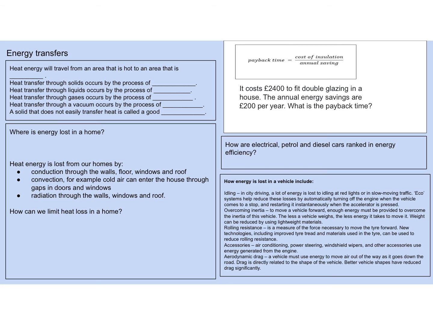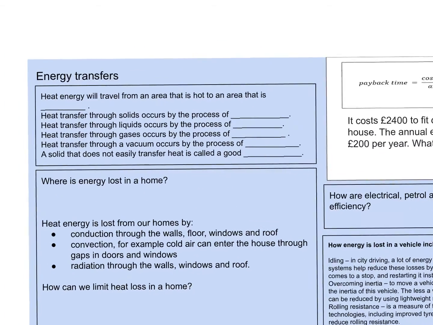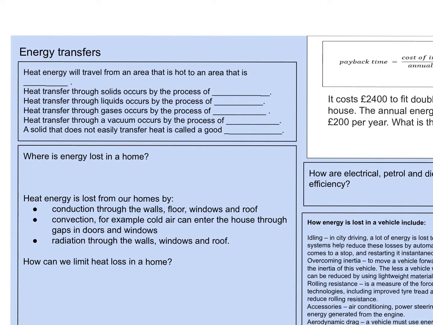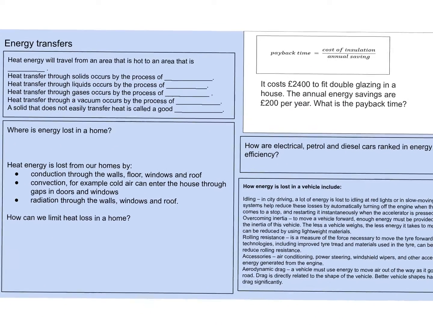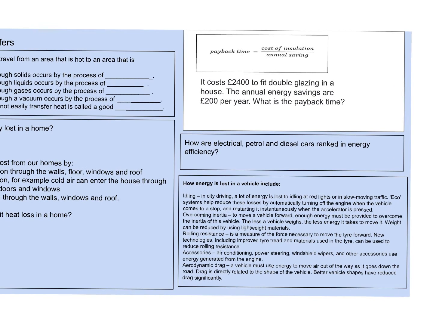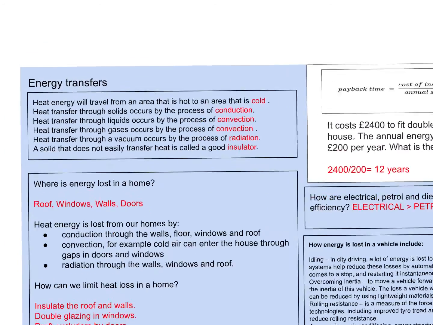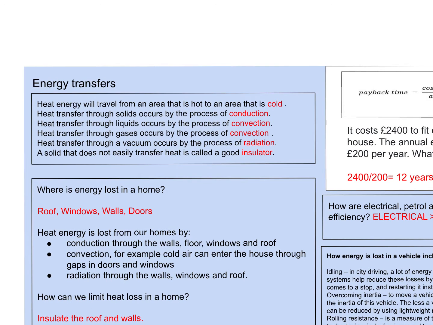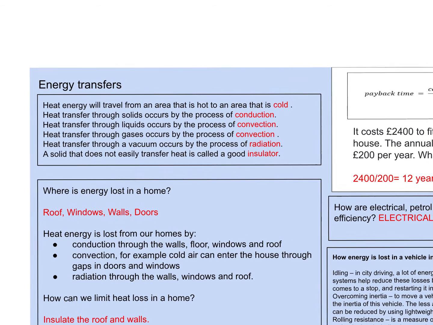So moving on then, this is looking at different types of energy transfers. The bit at the top is focusing on convection, conduction and radiation. Then we're looking at how energy is lost in the home, and then how we reduce energy lost in the home, and a little bit on vehicles. So again, pause and have a go at the questions. So heat energy will travel from an area that is hot to an area that is cold through a process known as conduction. That is in solids.